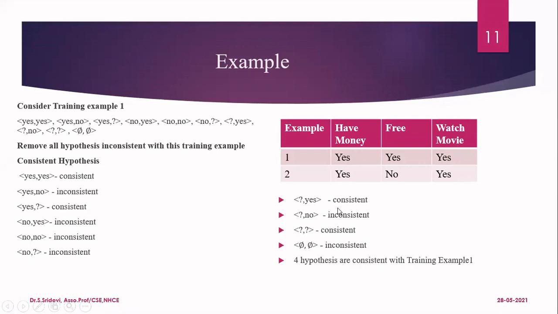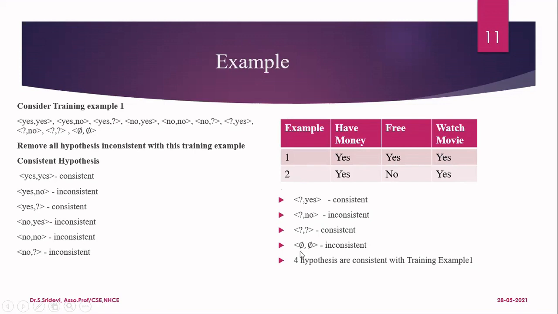If you want, I will explain one more. Let me consider this one, inconsistent, question mark no. Let me consider this hypothesis, question mark no, and the first example. It will classify this example as no, because it needs any value in the first column, but in the second column, it needs no only. Then only it will tell the answer as yes. But here it is having yes. Therefore, this particular hypothesis will classify the first instance as no. But here I have yes. That means it is an inconsistent hypothesis. All these are written only for the first training example.